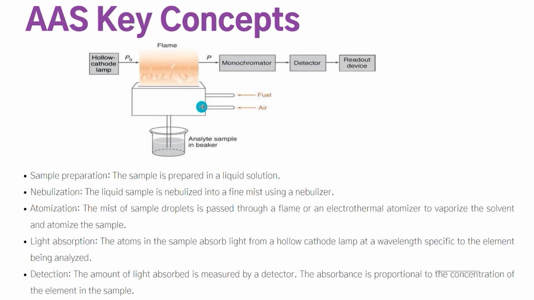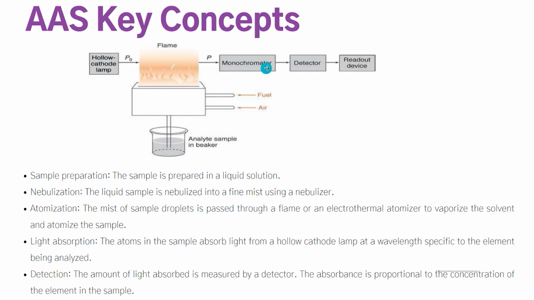Now the atomizer converts the mist of sample droplets into a vapor of atoms. Now this can be done using a flame or an electrothermal atomizer. So in this case, flame atomization is utilized. So after this is the light absorption. The atoms present absorb light from the hollow cathode lamp at a wavelength specific to the element being analyzed. The hollow cathode lamp emits a narrow band of light at the characteristic wavelength of the element.